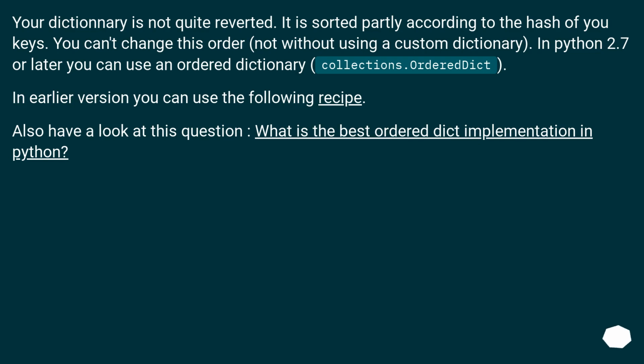Your dictionary is not quite reversed. It is sorted partly according to the hash of the keys. You can't change this order, not without using a custom dictionary.